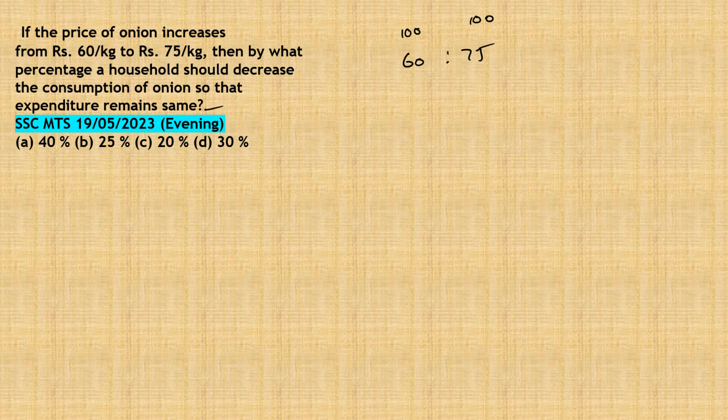Okay, and the ratio is 4:5. If the spending is the same, then the ratio gets inversed, that is 5:4. The household was getting 5 kg before, now it is getting 4 kg, that means a reduction of 1 upon 5, that is 20% reduced in their consumption. Option number C.